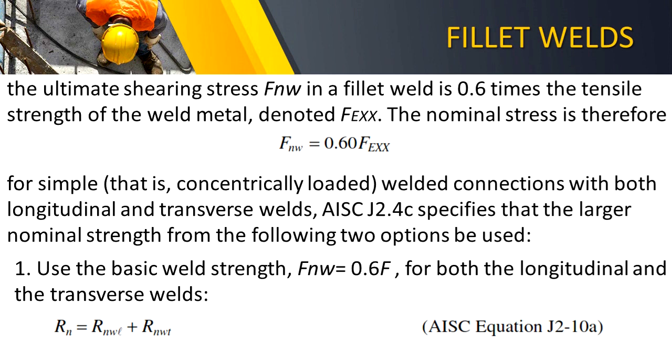For simple, that is concentrically loaded, welded connections with both longitudinal and transverse welds, AISC J2.4c specifies that the larger nominal strength from the following two options be used. First, use the basic weld strength FNW equals 0.6 FEXX for both the longitudinal and the transverse welds, and use Rn equals RNWL plus RNWT, given by AISC equation J2-10A.